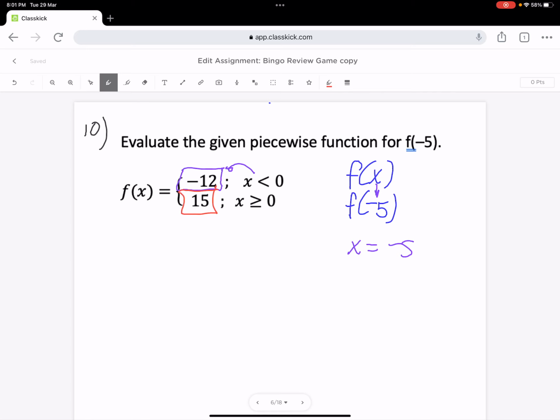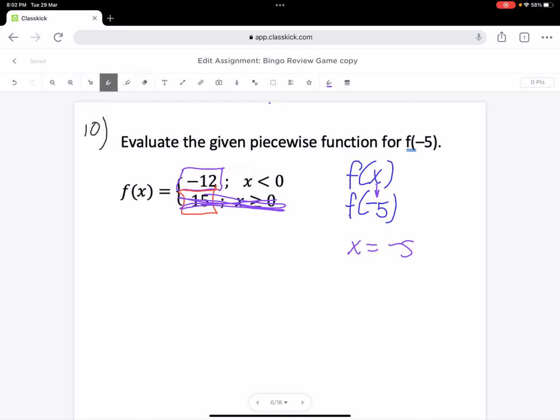So when we're asked to solve for this, we need to first determine which rule we are using. Which domain is this part of? And since -5 is less than 0, we will be using the purple rule. So for this problem, we don't really care about this rule or that domain right now because we have already narrowed it down to the one we must use.